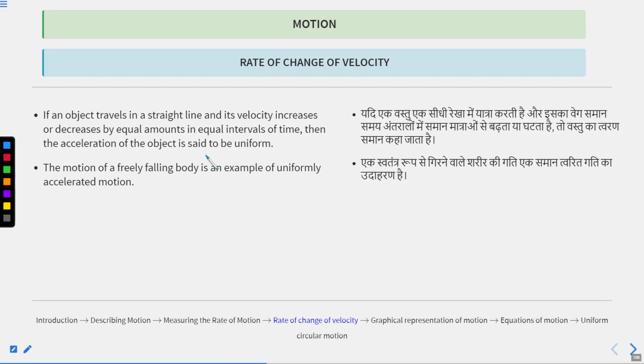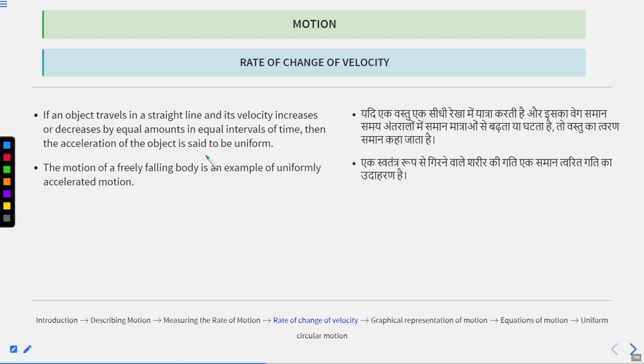If an object travels in a straight line and its velocity increases or decreases by equal amount in equal intervals of time, then the acceleration of the object is said to be uniform. Acceleration is divided into two parts according to its characteristic, positive or negative. It is also divided into two parts according to the type of motion: uniform acceleration and non-uniform acceleration.